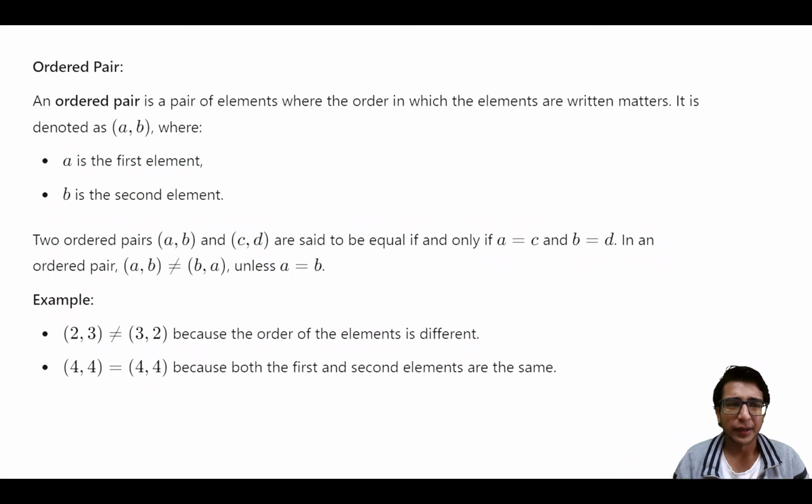Now ordered pair. Ordered pair is simply a pair of elements where the order in which I write my numbers matters. So for example, if I have (a, b), that means I cannot say that this would be equal to (b, a), because it is an ordered pair. So (a, b) and (b, a) are different entities.